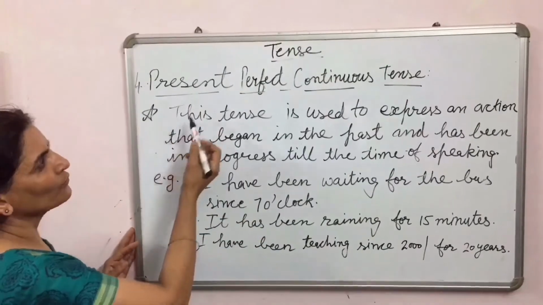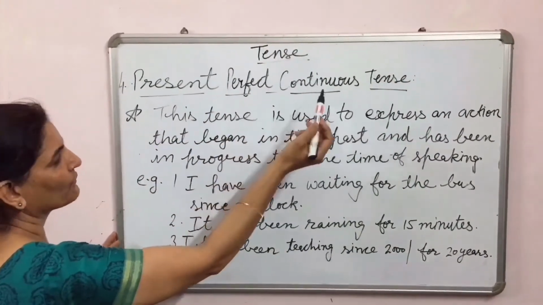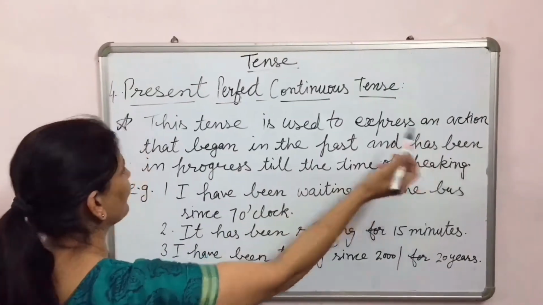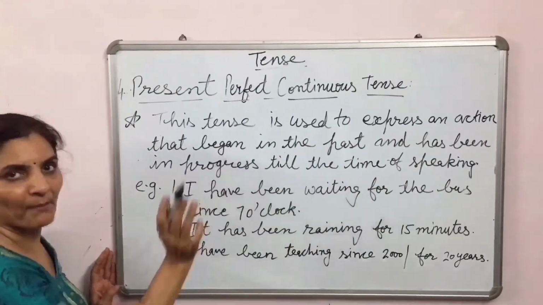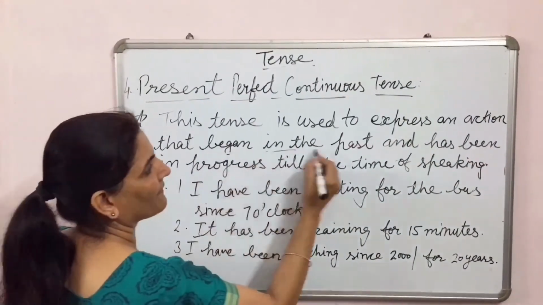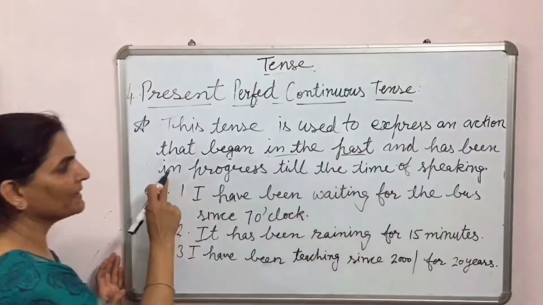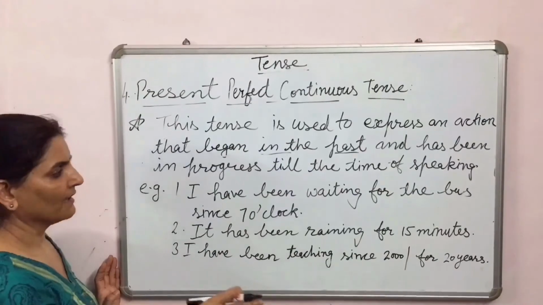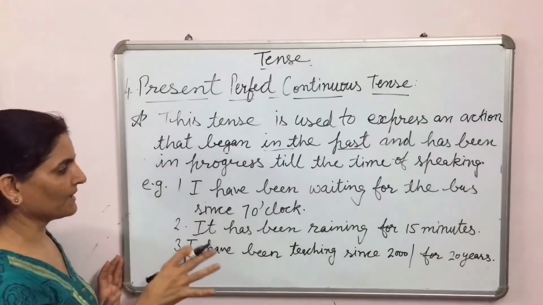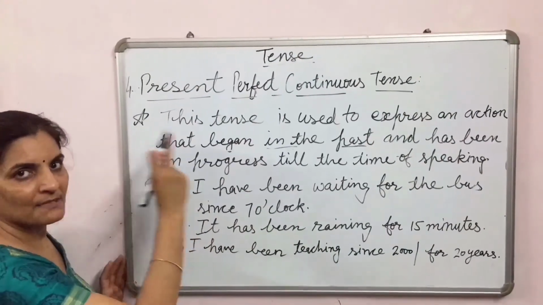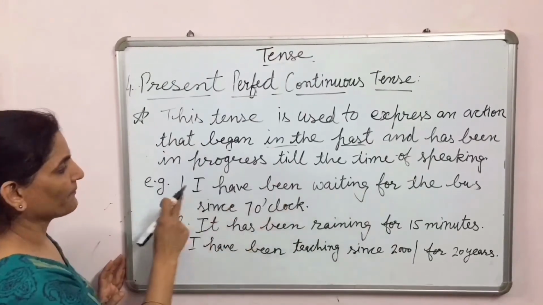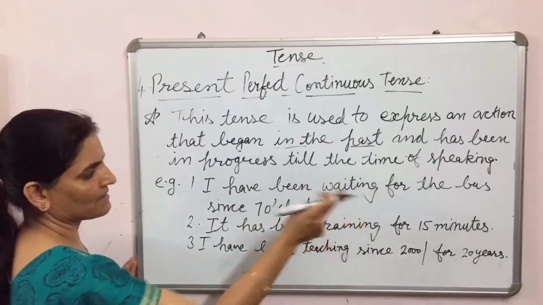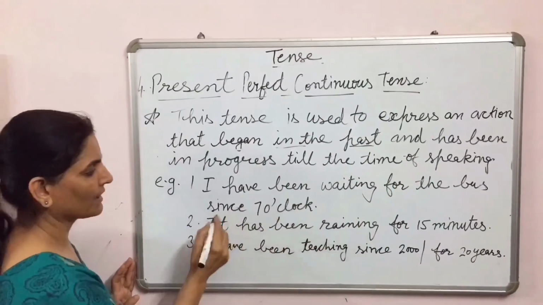Now see where to use present perfect continuous tense. This tense is used to express an action that began in the past and has been in progress till the time of speaking. Means it is not completed. It started in the past but not completed yet. For example, I have been waiting for the bus since 7 o'clock.